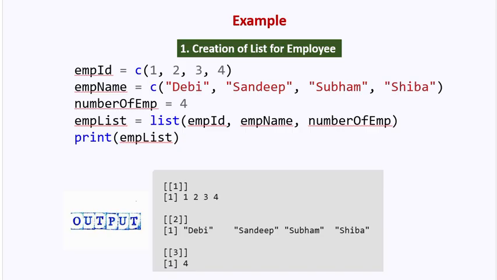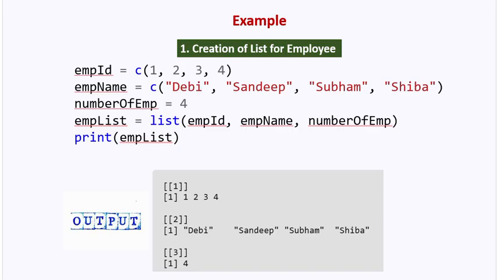Let me see a sample program for the creation of a list. Here we have taken the concept of handling employee details. If you consider an employee, the details the company needs to store or maintain are the ID of an employee, which will be in the form of numbers, that is, its data type is numeric, and then the name of the employee, and then how many employees there are. These are the basic details of the employees which the company needs to store.